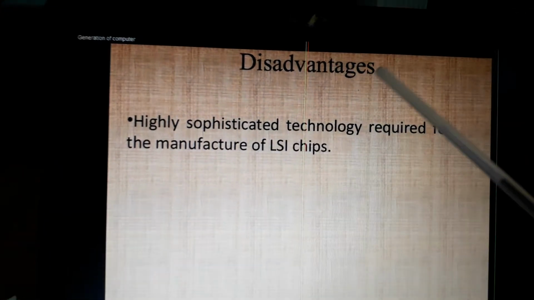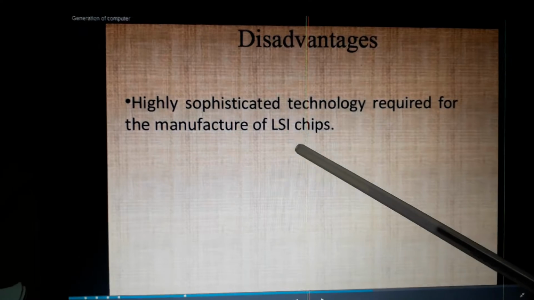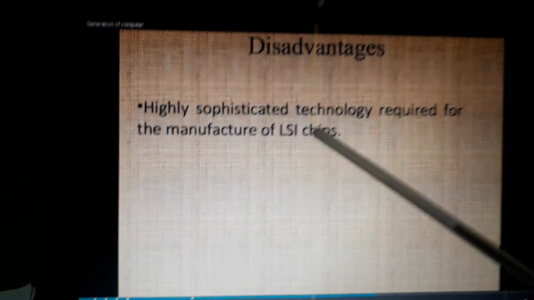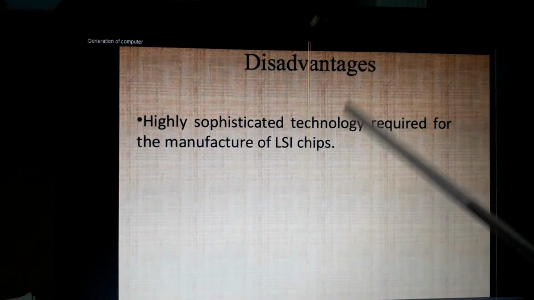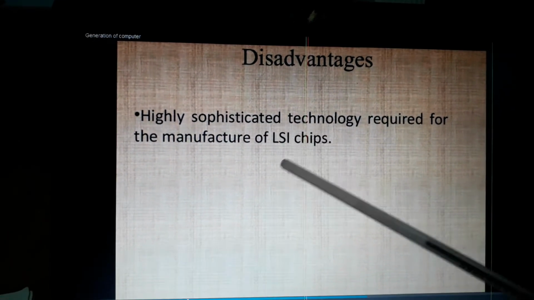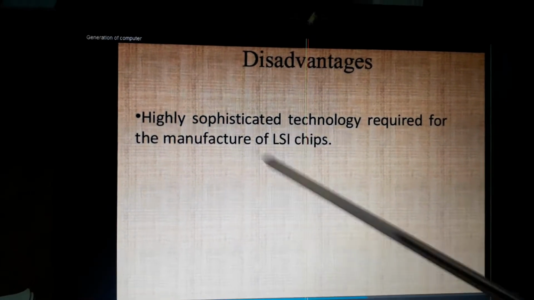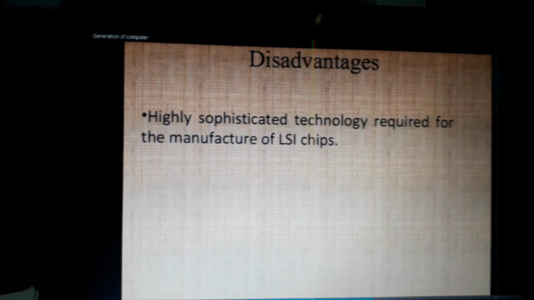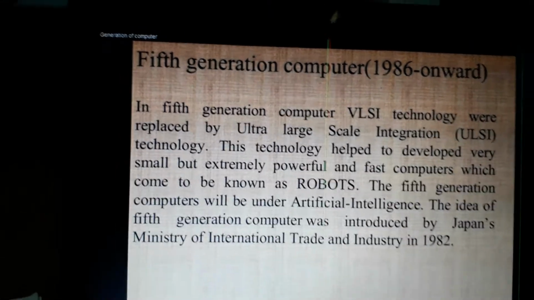What are the disadvantages? Mainly, highly sophisticated technology is required for the manufacture of LSI chips. Very high technology is used there. So if I want to develop a particular language, then another particular language is needed to develop this language. Likewise. So next we are coming to more advanced, that is the fifth generation.